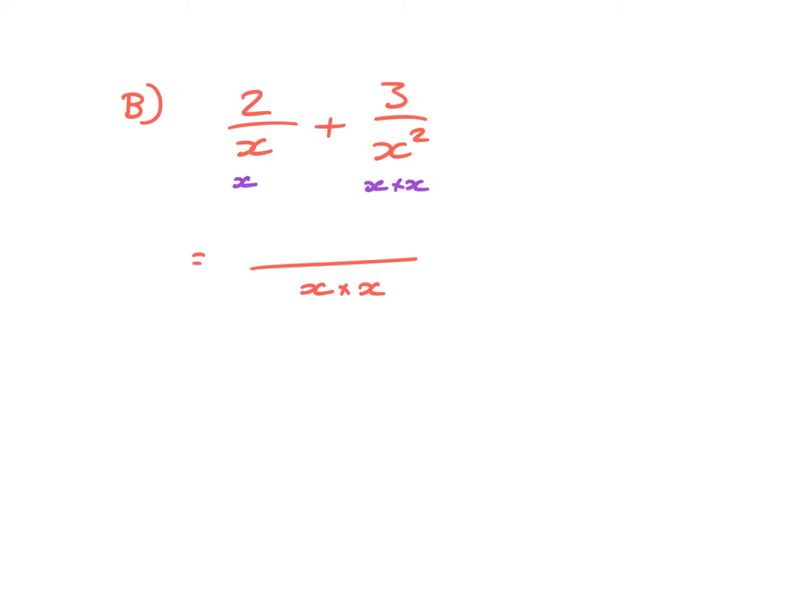Well, it goes in 1 time only. So what is left over? I have got 1x left over, so it's going to be x multiplied by 2, plus, then I have a look at x squared, so x times x goes into x times x once, so it'll be 1 times 3. Simplify that out, so that becomes 2x plus 3 all over x squared, and that would be my answer.